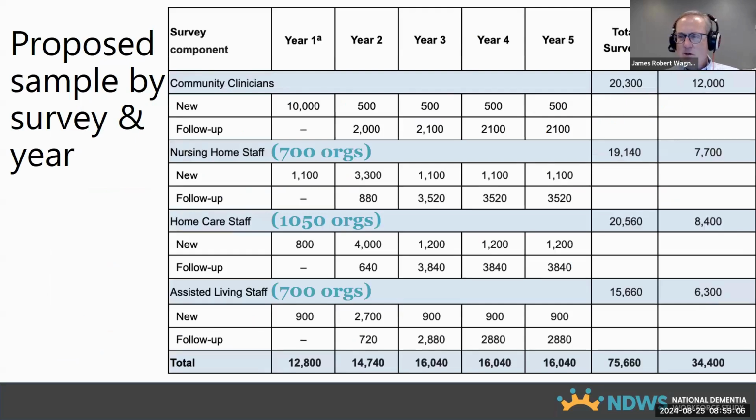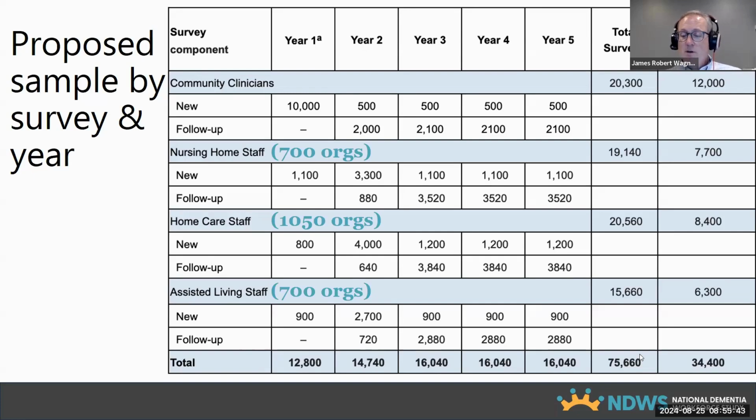And this is that table I mentioned a few minutes ago that shows the 4 different families of surveys, the year, and the new surveys that we plan for each year. That's the first row for each survey, the new surveys. And then the follow-up re-interviews that we plan to do in subsequent years. So in year 2 of the community clinician survey, we're planning 2,000 follow-up interviews. And you can see on the left-hand side the totals of all the surveys, how many surveys we plan to complete over the years and how many unique respondents we plan to complete.